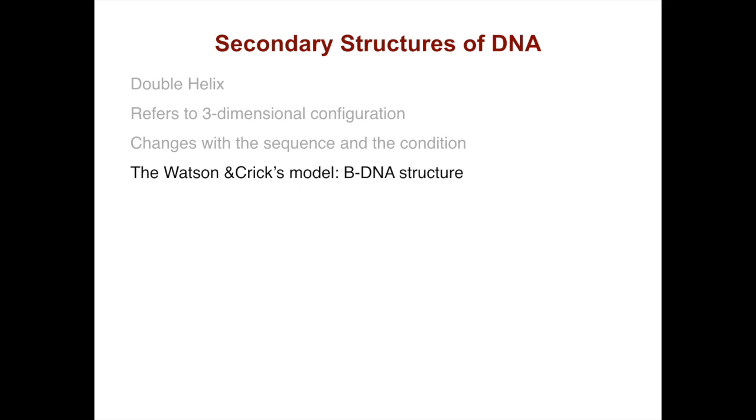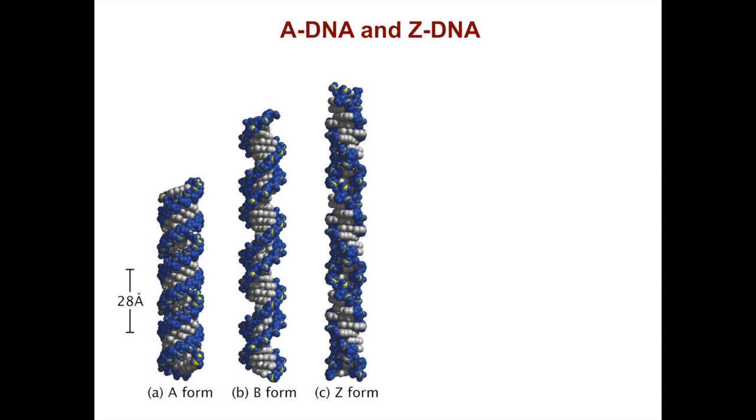Watson and Crick's model was the B DNA structure, which is a right-handed helix that forms a clockwise spiral. And you can see here the different forms, the A form, the B form, and the Z form. The A form is present when there is less water around. So the structure becomes shorter and tilted, and it's not natural, so you don't see the A form.